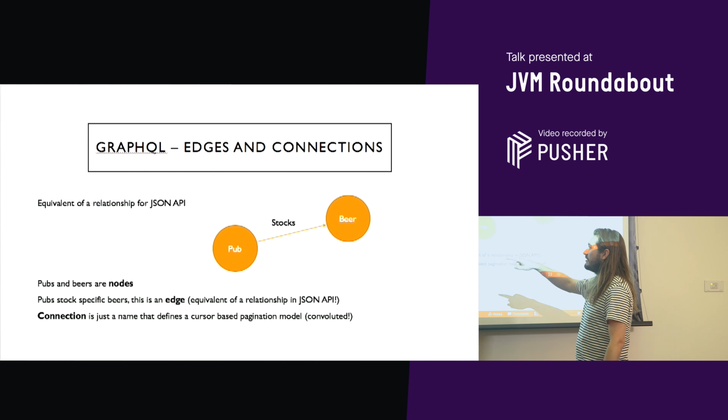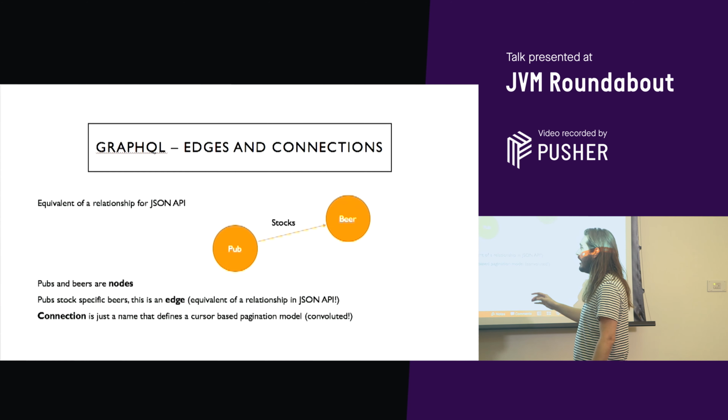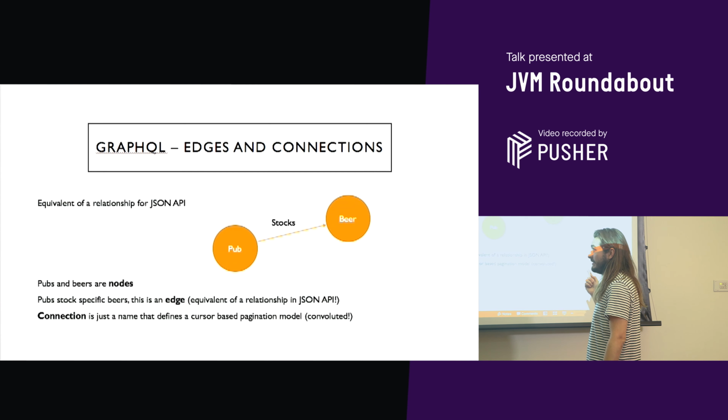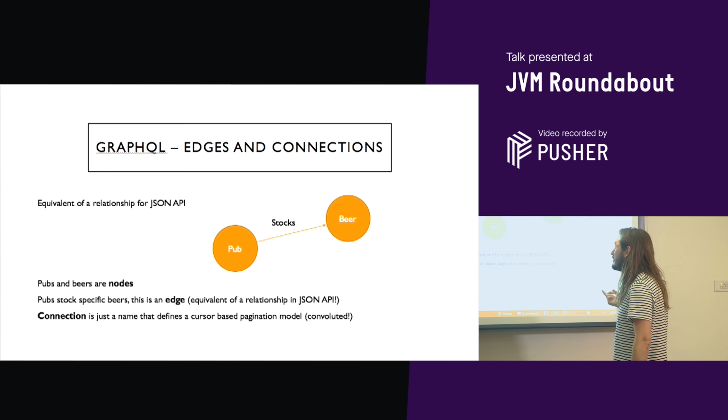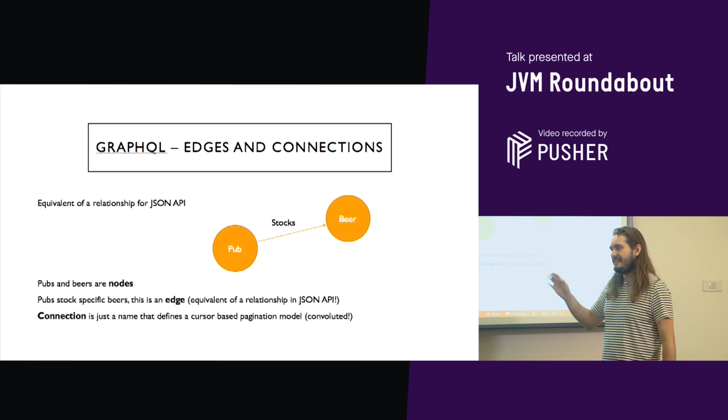So in this situation, pubs and beers are nodes. Pubs stock specific beers, and this is an edge, the equivalent of a JSON API thing. And connection is basically a name that defines the schema for a cursor-based pagination model. So it's slightly confusing and it's ugly when you first see it.